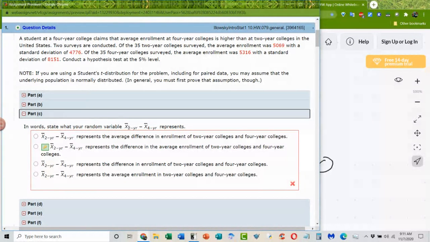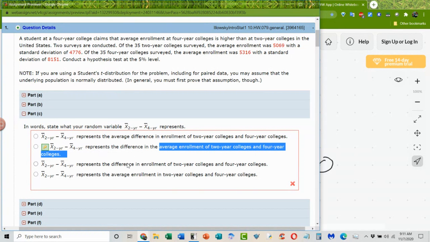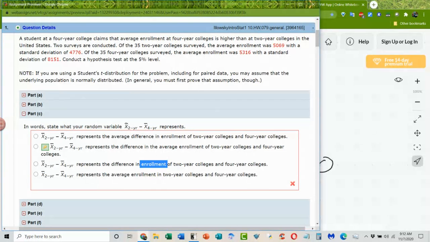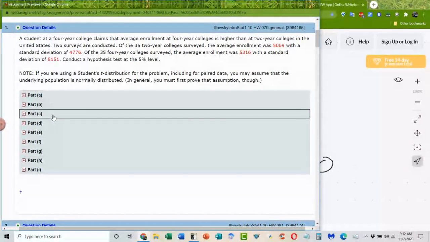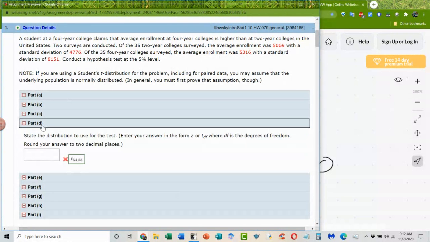Look at this. They're asking, well, what does it mean to subtract two? Well, it just means that we can subtract two means. The mean of X2 minus the mean of X, the 4-years, represents that we can subtract those two things. Minus the difference between 2-years and 4-years. The difference between these two is that this says the difference of the averages, whereas this says the difference of the enrollments. So you got to make sure it talks about differences, which is subtract averages. Or when you do the proportions, it'll be difference of proportions. So you have to make sure that those things are talked about.